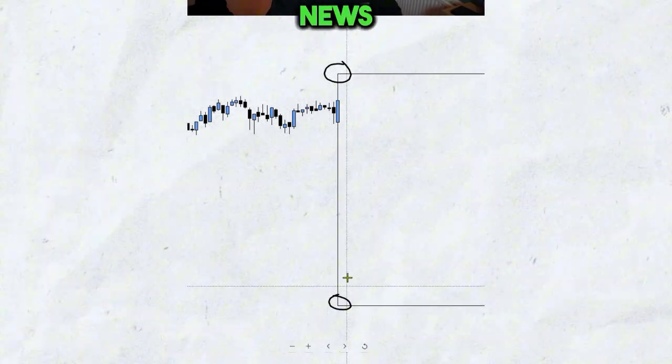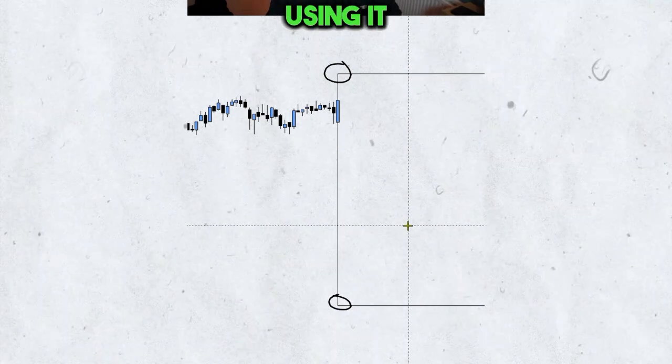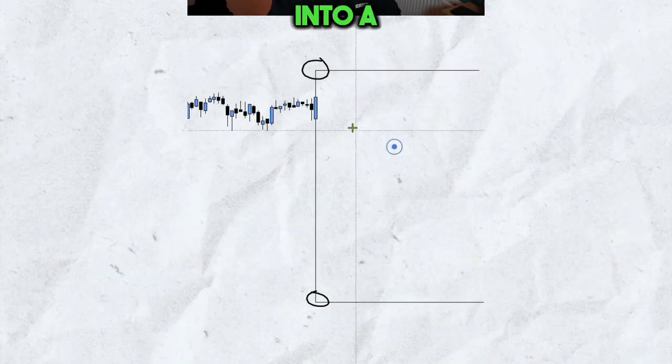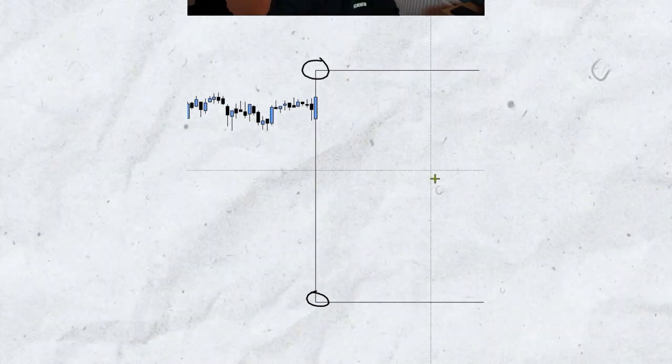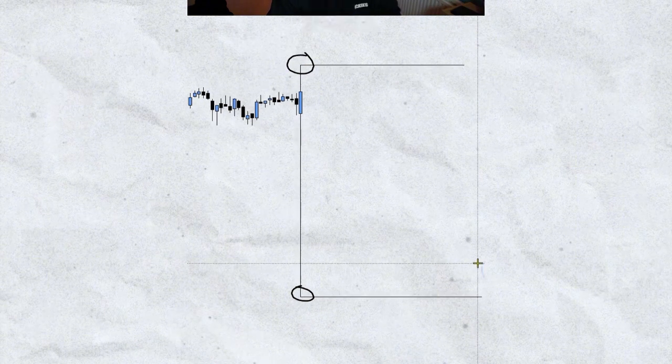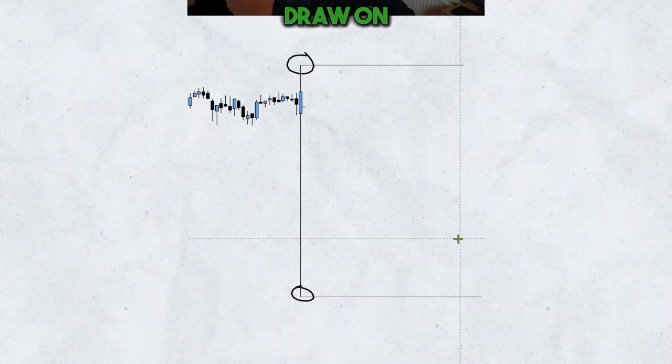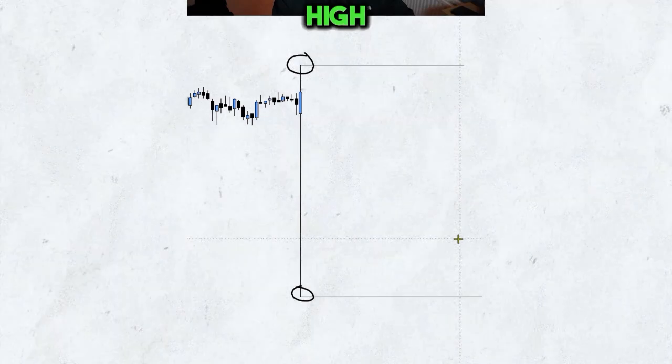So the way that you're going to use this news low and this news high in the markets is by using it as a draw on liquidity. For example, if you were to enter into a short position and your bias was short to this news low, your take profit could easily be at this news low, as it is such a strong draw on liquidity and has such a high chance of hitting.